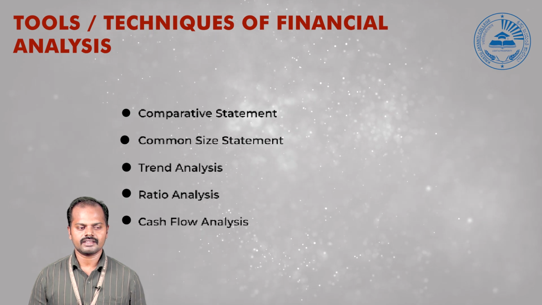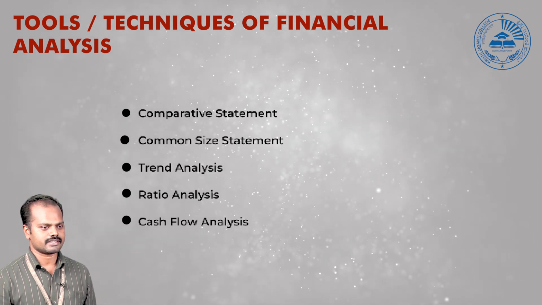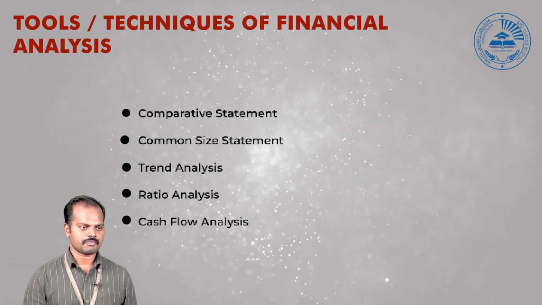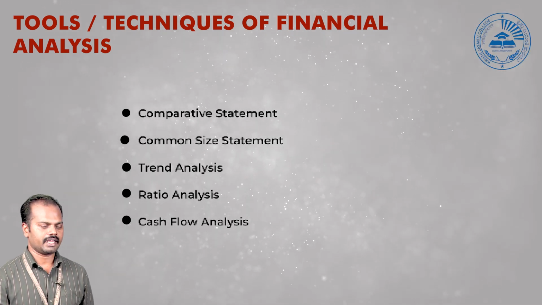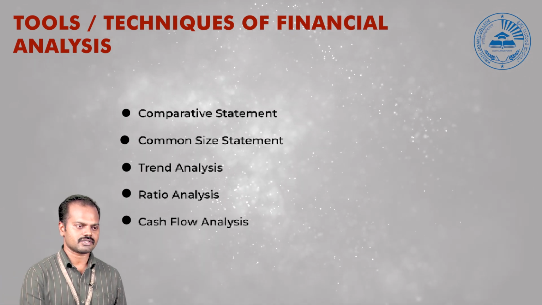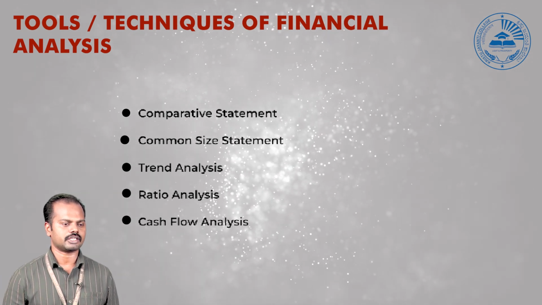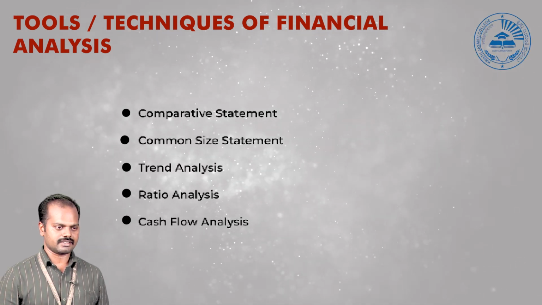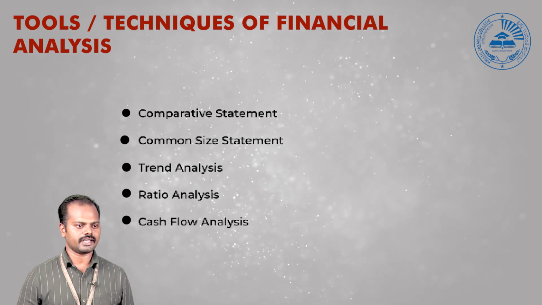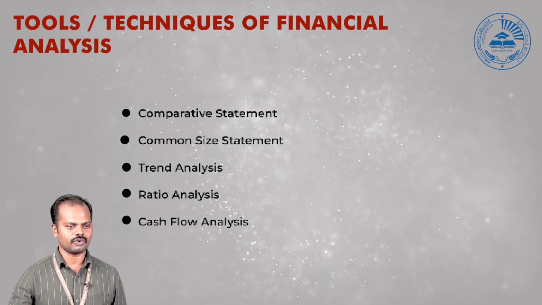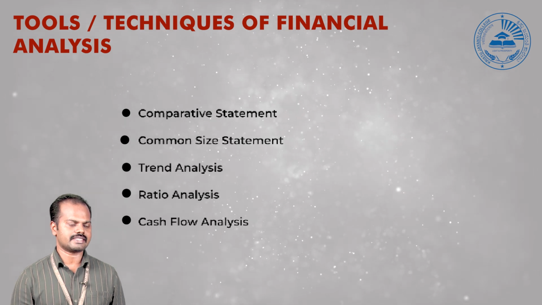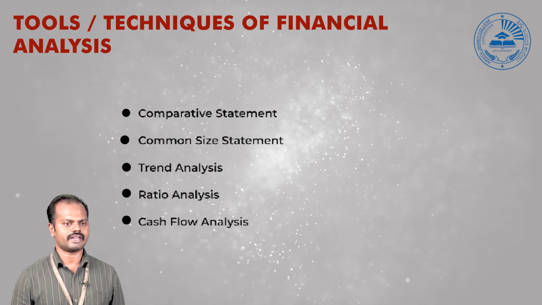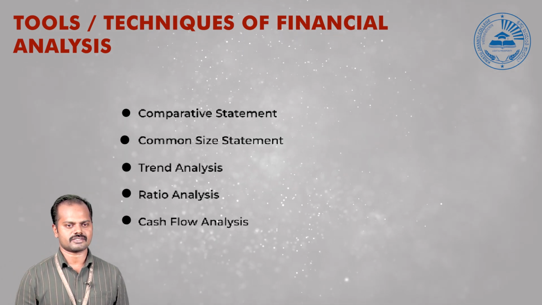Ratio analysis and cash flow analysis. In ratio analysis, within the particular business organization, within the particular year, we are analyzing any particular item in the profit and loss account or balance sheet, and we can say it is a ratio analysis. So that is also vertical analysis. And cash flow analysis: the cash inflow to the organization and cash outflow to the outsiders, that is the cash flow analysis. So these all are the tools or techniques of financial statement analysis.